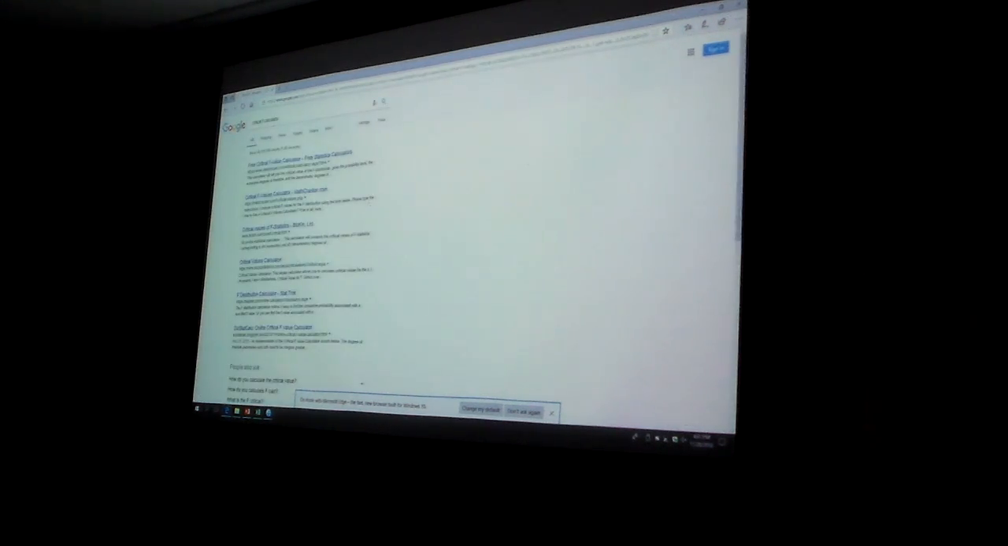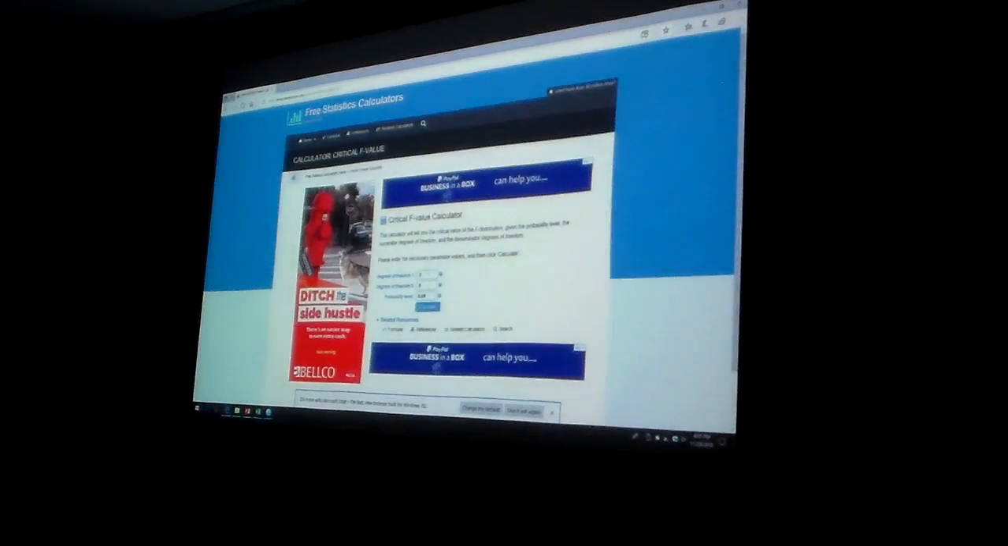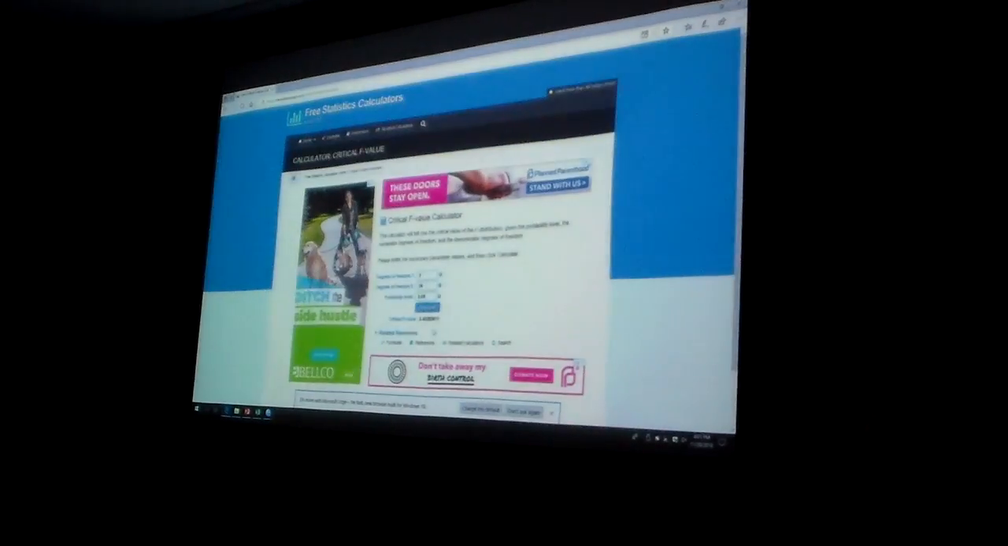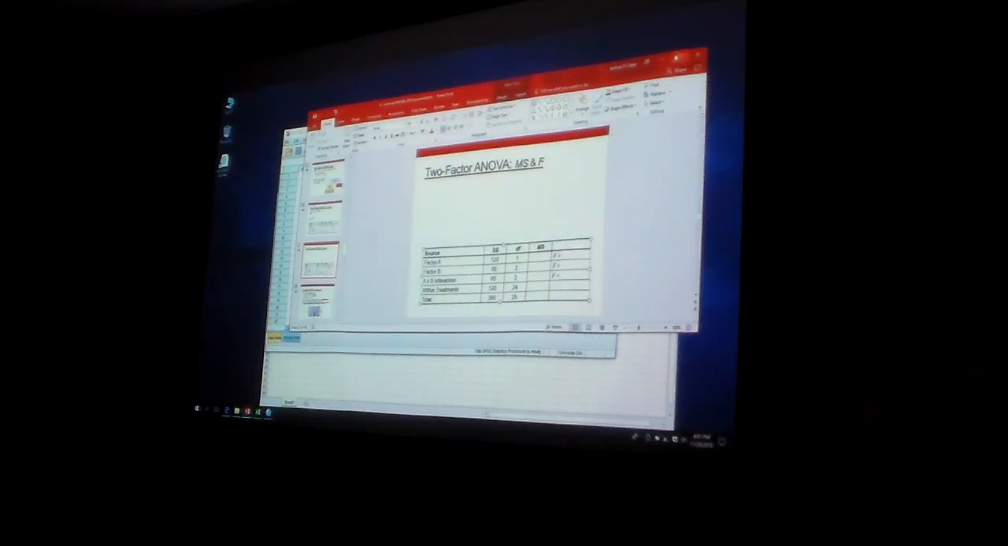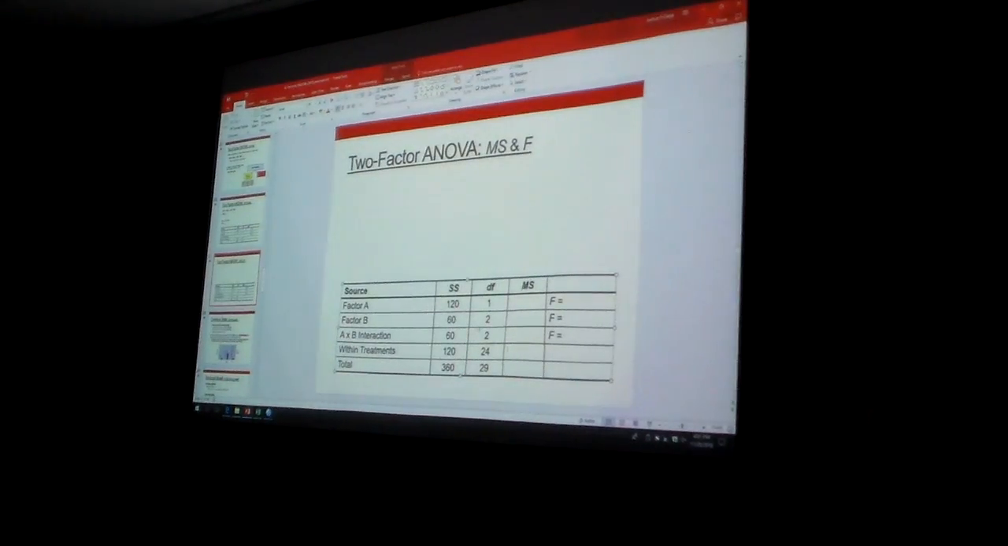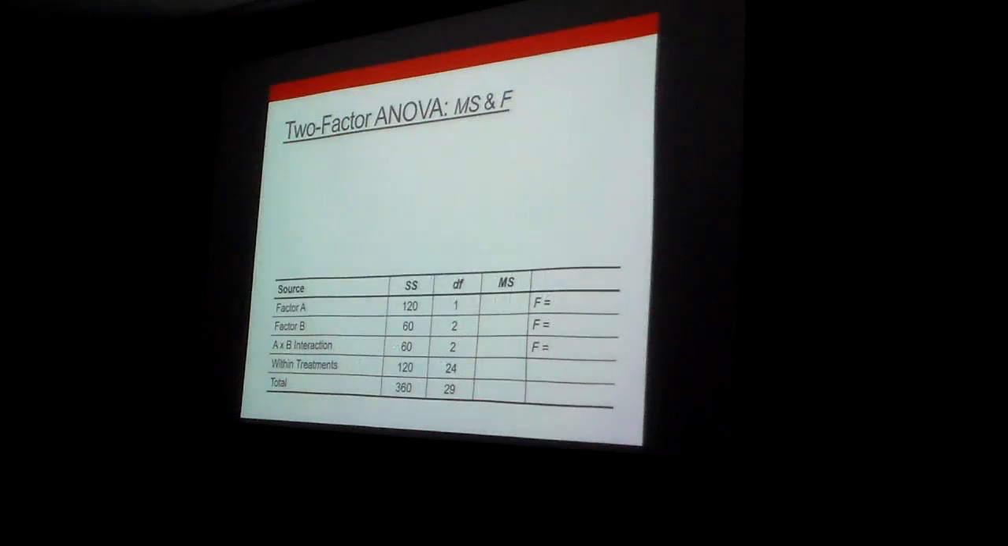So Amanda, if I go to a critical F calculator, I like this SOPR one, though it really probably doesn't matter. If I say 2 and 24 degrees of freedom at alpha equal 0.05, my critical F is 3.40. So, if my critical value is 3.40 for an F with 2 and 24 degrees of freedom, then which of these effects are statistically reliable?